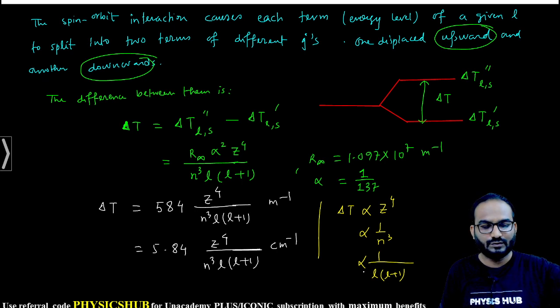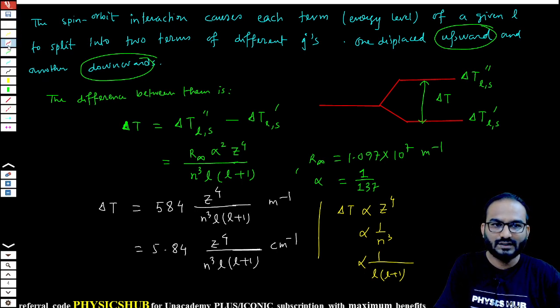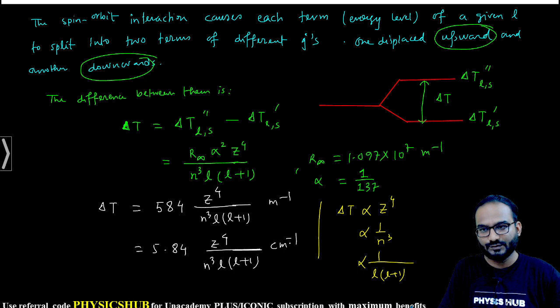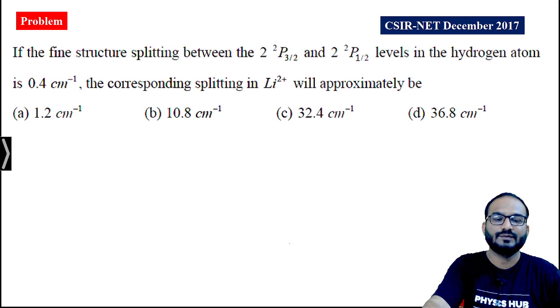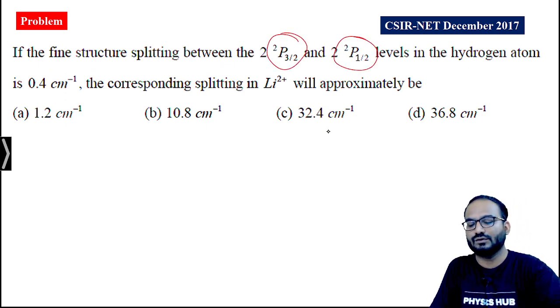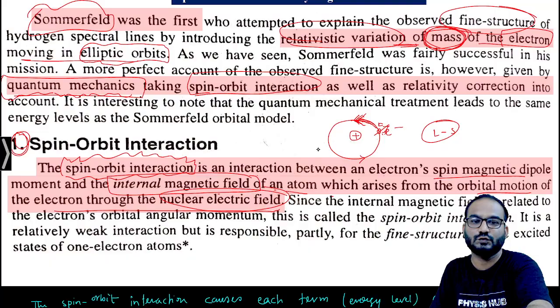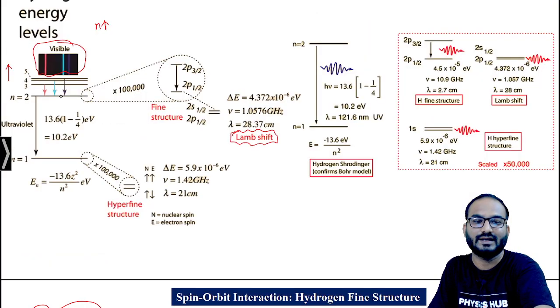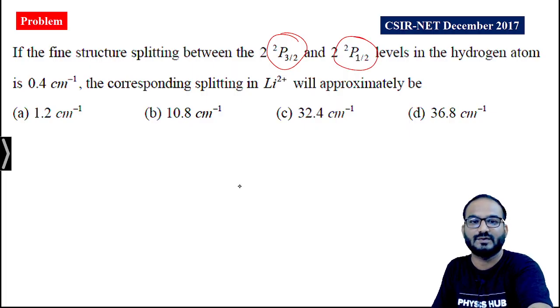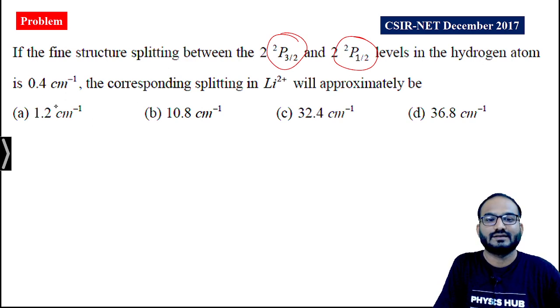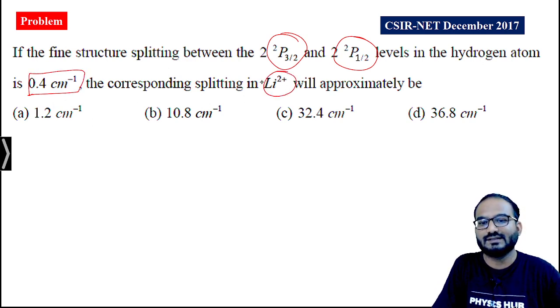Let me show you one problem that will help you understand what kind of problem you can expect. This problem came in December 2017. If the fine structure splitting between 2p3/2 and 2p1/2, you know where these levels are. In the first slide I told you n equals 2 gives rise to 2p3/2 and 2p1/2, these two levels because of the fine structure splitting. The splitting in the hydrogen atom is 0.4 centimeter inverse. The corresponding splitting in Li2+ is?